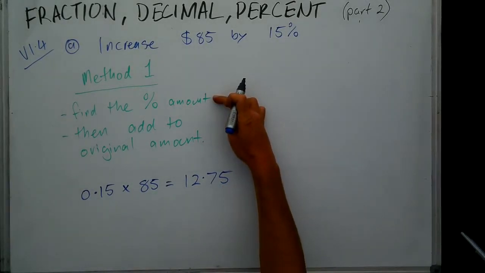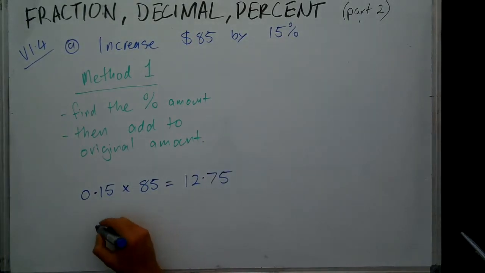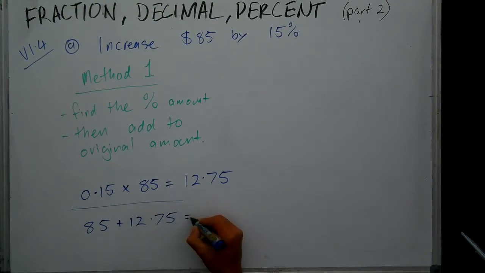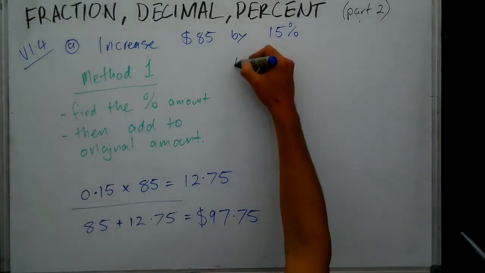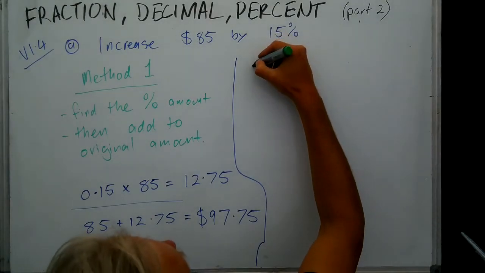So that's find the decimal amount, and then we need to add to the original amount. So that's step one. Step two is 85 plus 12.75 equals $97.75. Okay. Now I'm going to do this question again, but method 2.